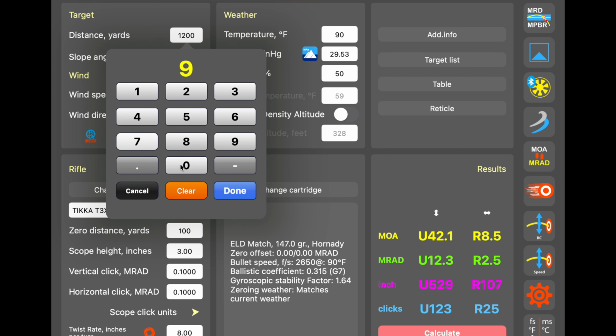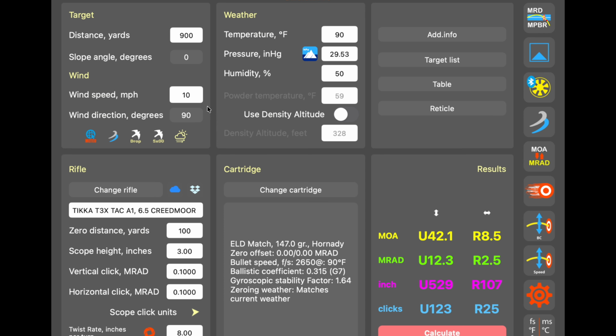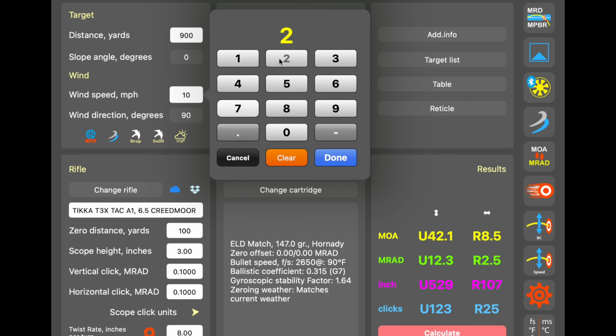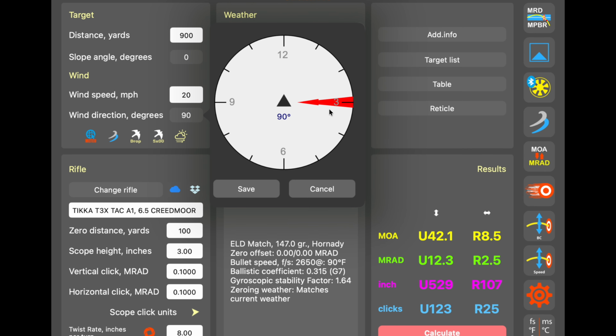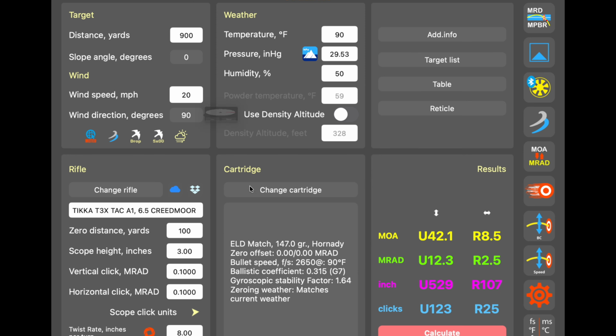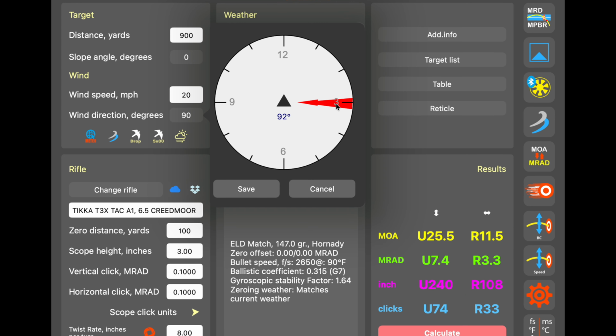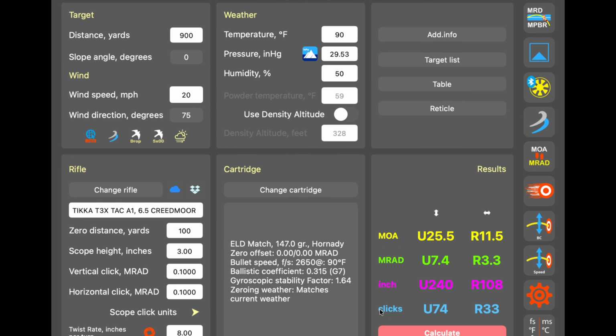Let's go back to 900. Let's check one more thing. We're going to go to 900 yards. Let's do a 20 mile per hour wind to see if that makes any kind of difference on that wind angle. So we got full value here, 90 degrees, which would be 3 o'clock, 3.3 mils. Now let's go ahead and drop that down to 230, which is going to be 75 degrees. And I bet that does change. Oh, it doesn't. Okay, well, that's a surprise.